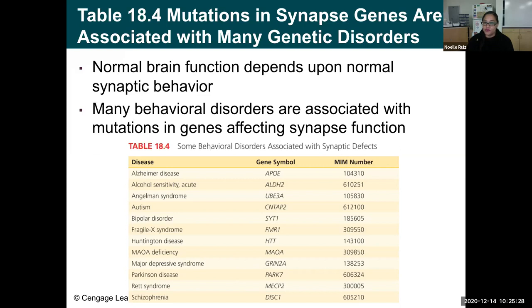There are behavioral disorders that are associated with mutations in genes affecting synapse function, whether it's the release of the neurotransmitters, the timing of how long it takes to get across the synapse, or a lot of the time the receptors on the second one are mutated. You can see there's a lot of behavioral disorders associated with synaptic defects: Alzheimer's, alcohol sensitivity, autism, bipolar, Huntington's, depressive syndrome, Parkinson's, schizophrenia.